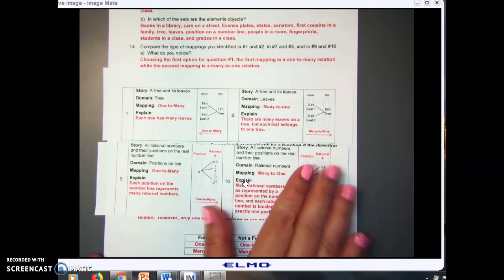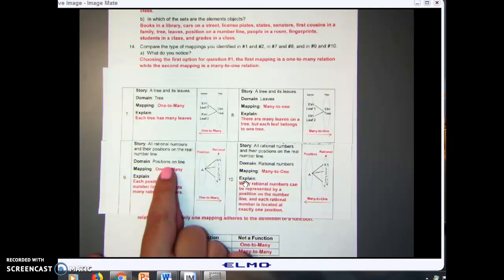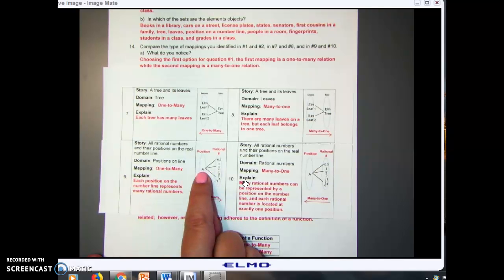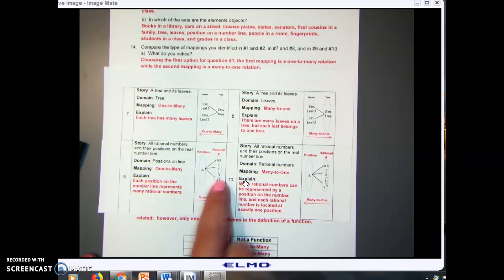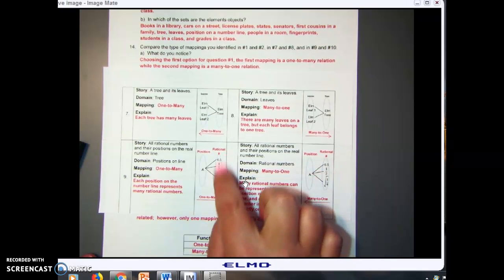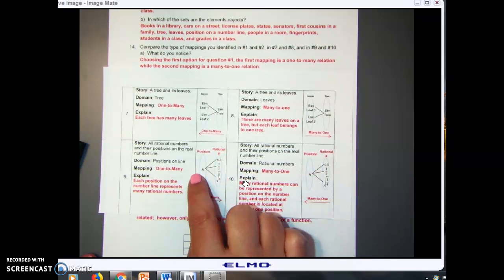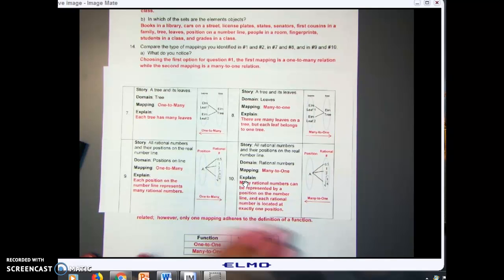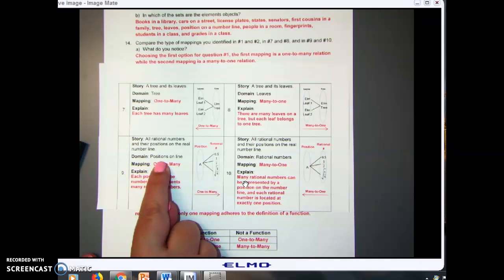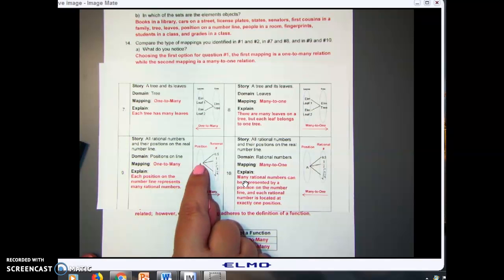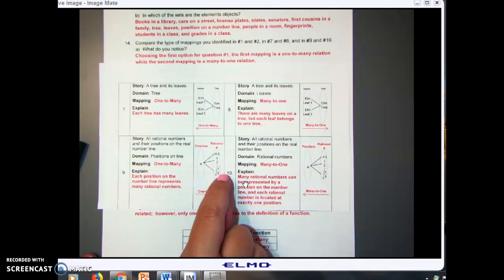And then the same thing occurred with question number 9. We had positions on a line. So we had A located at 0.5, but 0.5 was equivalent to 1/2, and it was equivalent to the square root of 1/4. And so those 3 rational numbers could be positioned at A, but each number is only located at one spot. So when the position was your domain, there was one position for many different rational numbers.